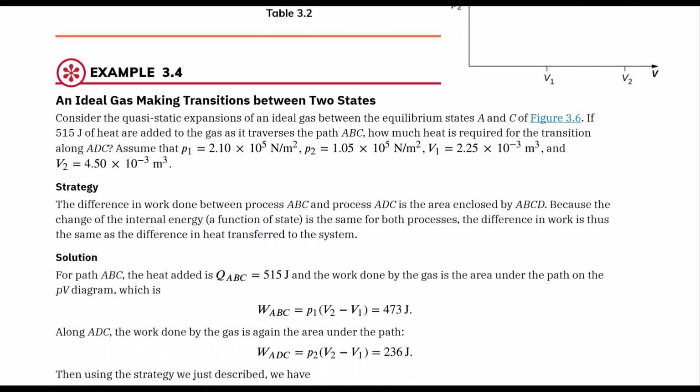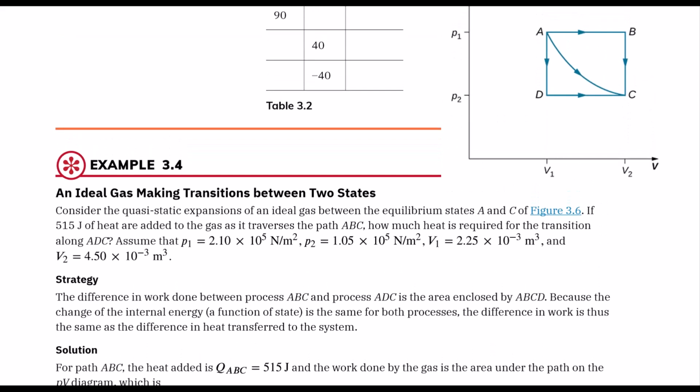Anyway, consider the quasi-static expansion of an ideal gas between the equilibrium states A and C. Here's A, and here's C. If it's going to traverse the path A, B, C, how much heat is required?